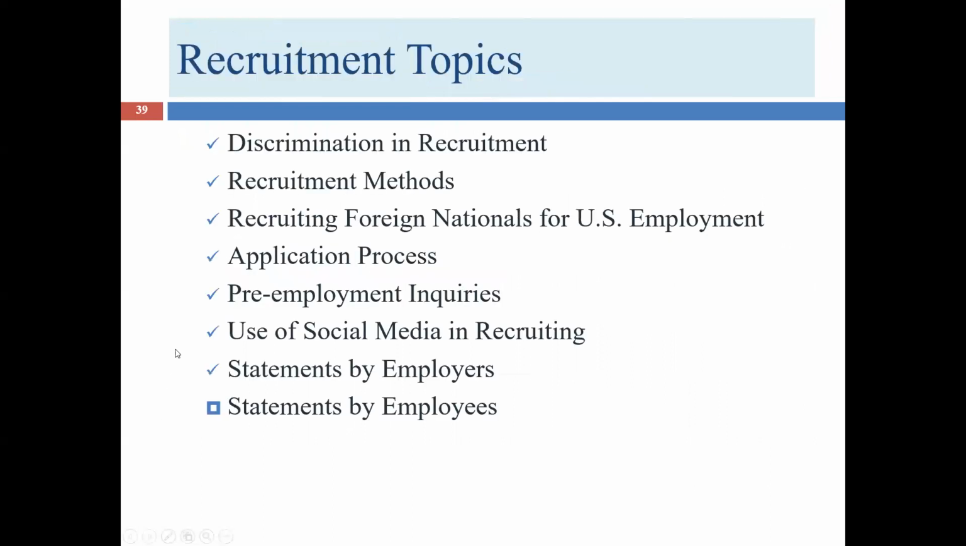So we've gone through lots of different recruitment topics. We've talked about discrimination. We've talked about how to recruit, the different methods. We talked very briefly about the visa issue. We talked about how applications should be handled, what types of questions can be asked during the pre-employment process. We talked about the increasing use of social media by interviewers to see more information about the candidate. We've talked about what statements an employer can make that can cause there to be exposure for that particular employer.